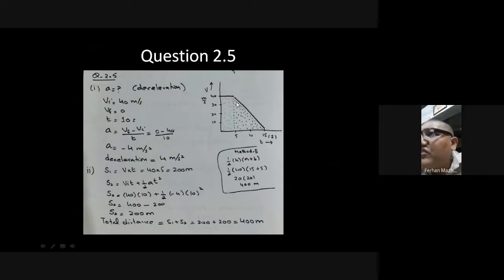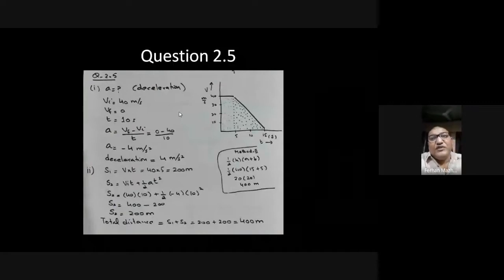So the initial velocity in this portion is 40. The final velocity in this portion is 0. The time taken for this change is 10 seconds, from 5 to 15. So acceleration is the question. Initial velocity is 40 meters per second. The final velocity is 0 meters per second. The time taken is 10 seconds. Their question is what is the acceleration?